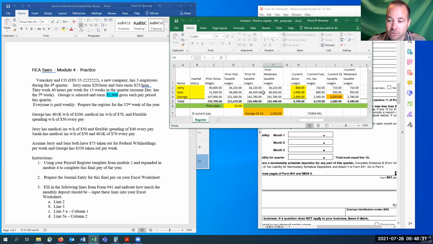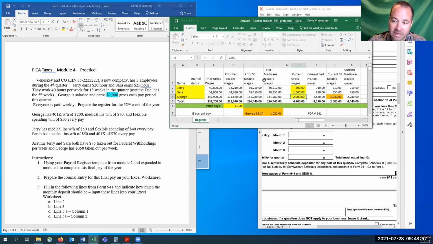All right, here are your answers for our practice. In Module 4, we've got our employees entered in. The next step here is my prior pays. We're in the 52nd pay, so this prior pays, we had 51. Our wages, the $20 an hour times 40, and then $25, and then George's $2,900.